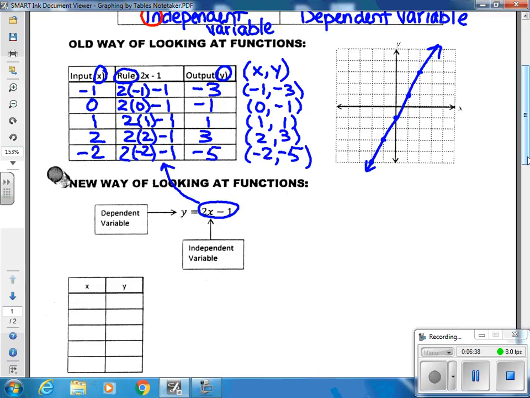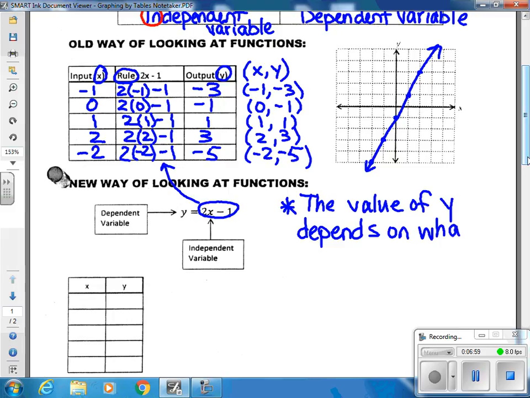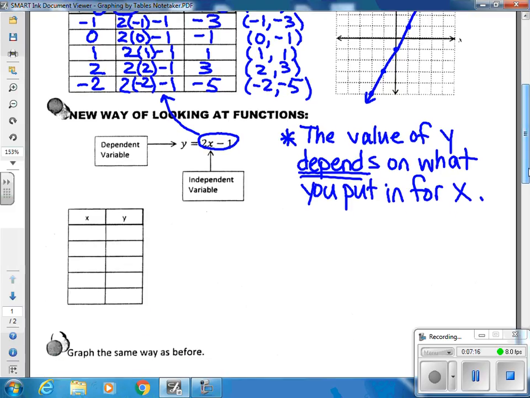All right, so we want to look at a couple of new words that are thrown in here: dependent variable and independent variable. And the only thing at this point that I want you to know about this, because we'll spend more time talking about them separately, is that the value of y depends on what you put in for x. All right, so because that y value depends on that x, y is the dependent variable. And then the input is where you put the number in, and that becomes your independent variable.